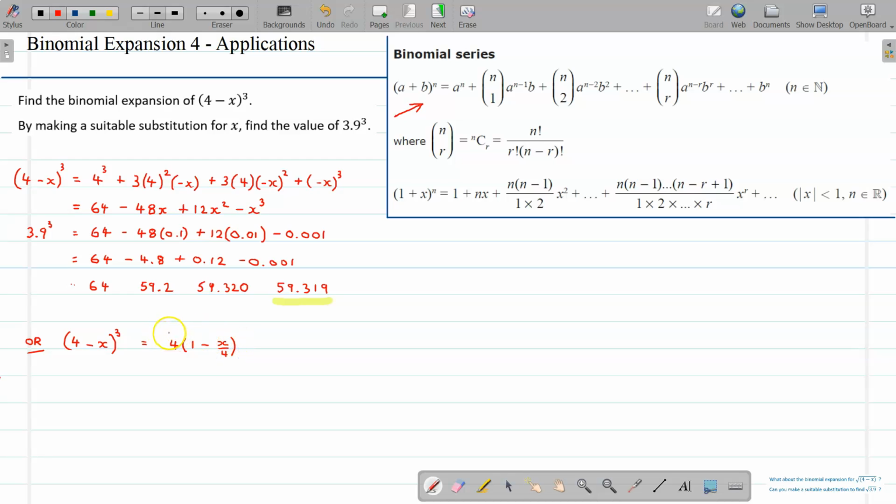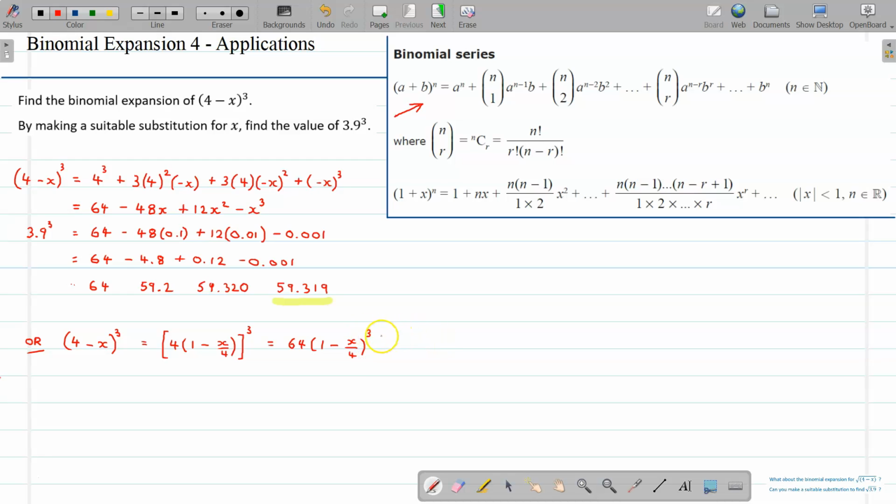And you need to be very careful here, because all of that has to be cubed, including the 4 at the front. Okay, now you've got a product there which is cubed, so you can extract the 4 cubed out, so that's the same as 64 lots of 1 minus a quarter x, or x over 4 cubed.